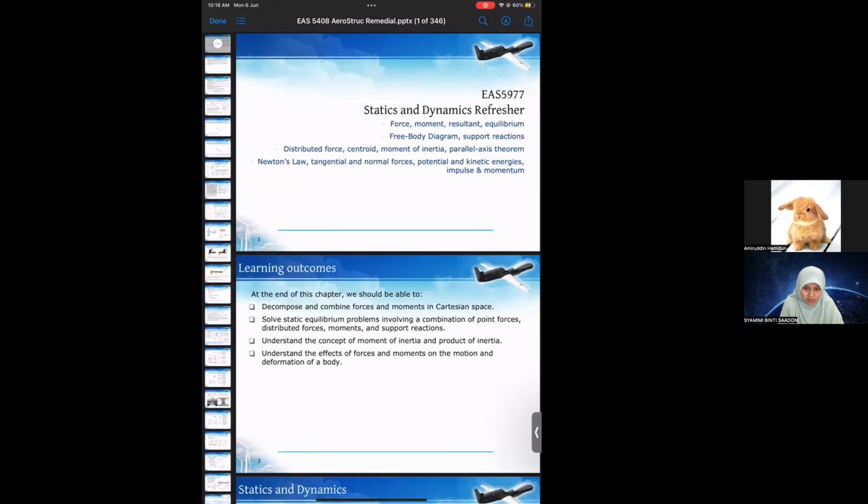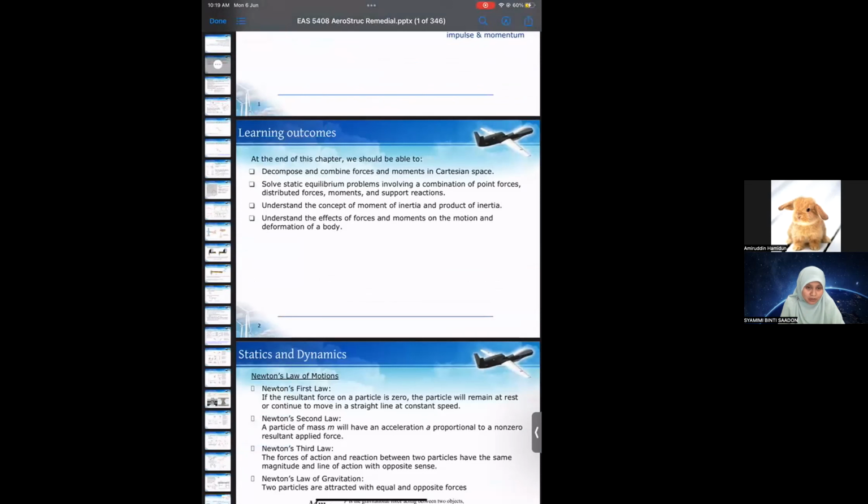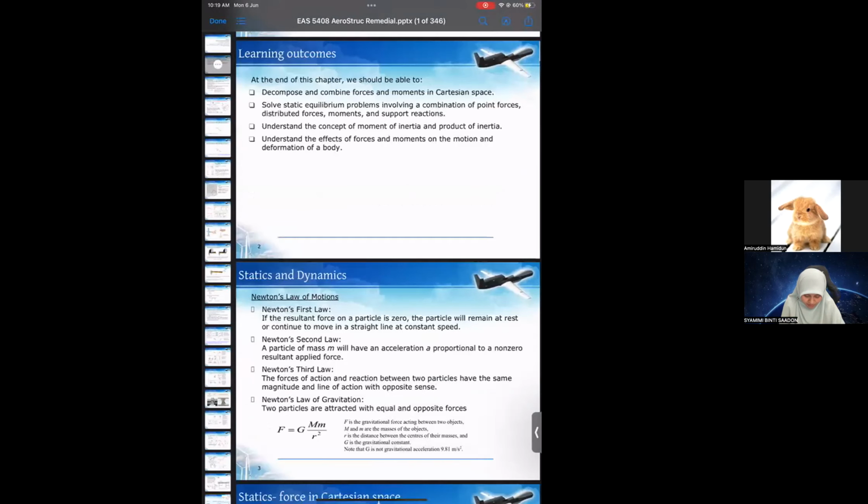So what we are going to see in this refresher course: force, moment, resultant, equilibrium, free body diagram, support reactions, distributed force, Newton's law, etc. At the end of this chapter, we should be able to decompose and combine forces and moments in Cartesian space, solve static equilibrium problems, and understand the concept of moment, forces and moments of the motion and deformation of a body. Let's first take a look at Newton's laws of motion.